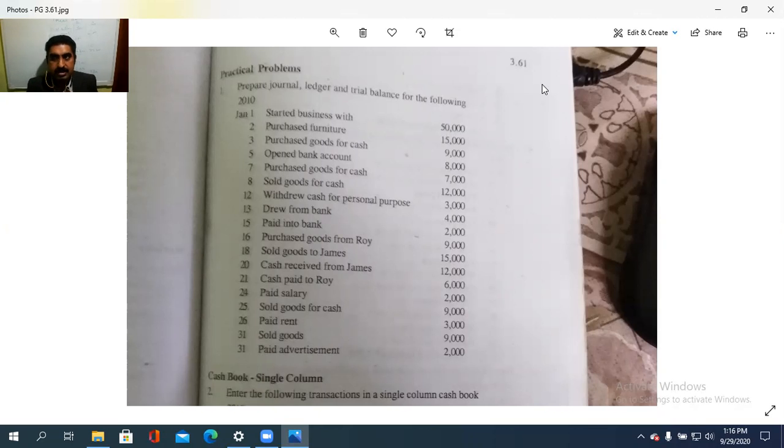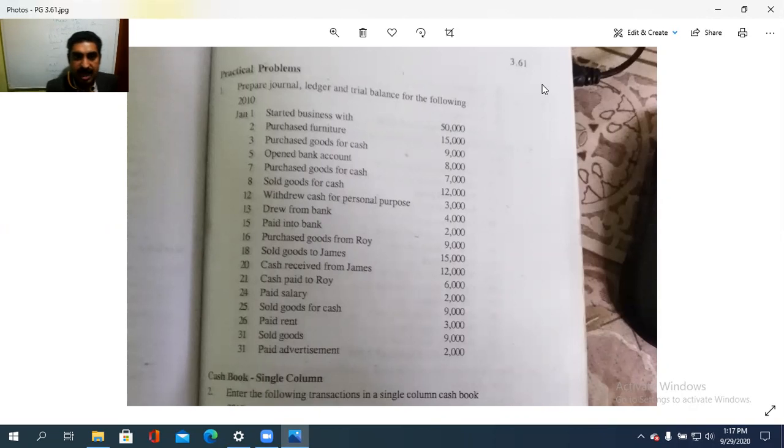Purchased the furniture. Students, please hear that. If there is the supplier's name, then only it is treated as a credit purchase. So this is treated as a cash purchase itself. So purchased the furniture means furniture account debit to cash 15,000. Purchased the goods for cash. So instead of goods account, you need the purchase account debit to cash 9,000. Opened a bank account. Bank account debit to cash 8,000. Purchased goods for cash. Purchase account debit to cash 7,000.